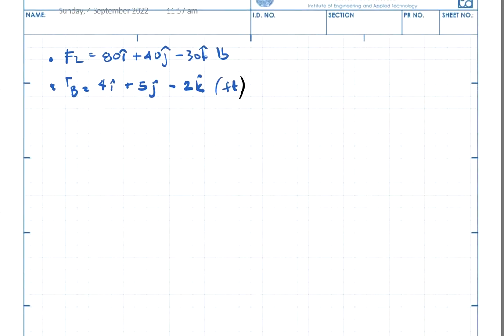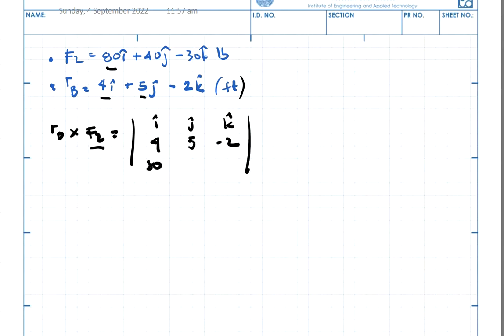Therefore, to compute the RB cross F2, we have the I, J, and K, right? Then the value of our RB, we have 4, 5, and negative 2. And for our F2, we have 80, 40, and negative 30. So this is in terms of feet and pounds. Okay.